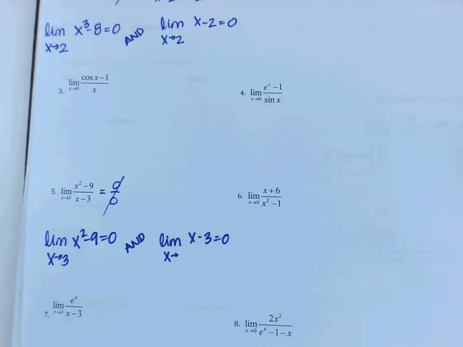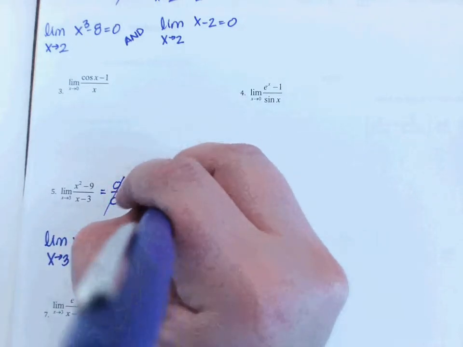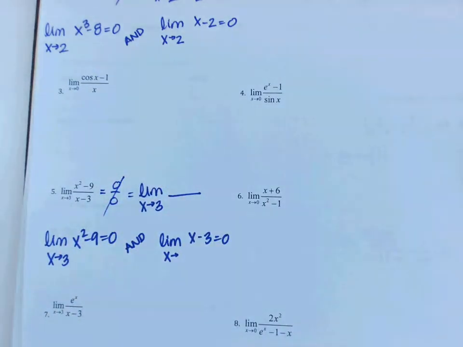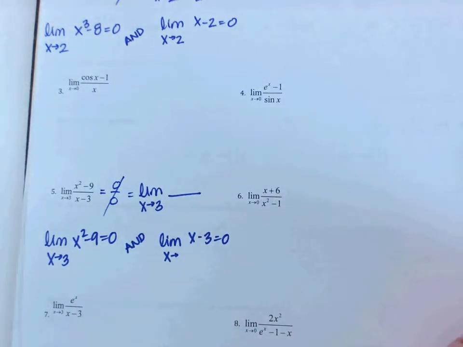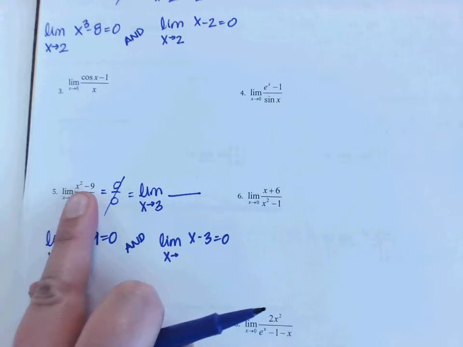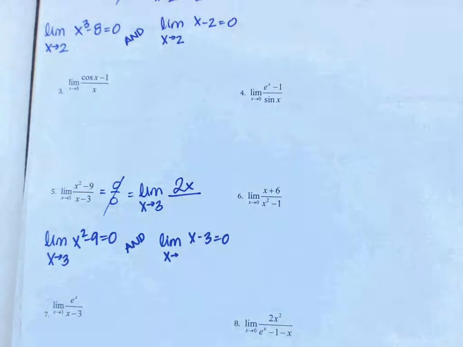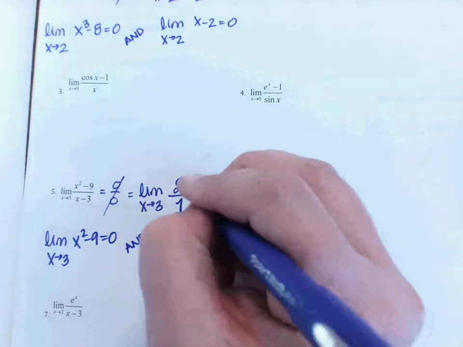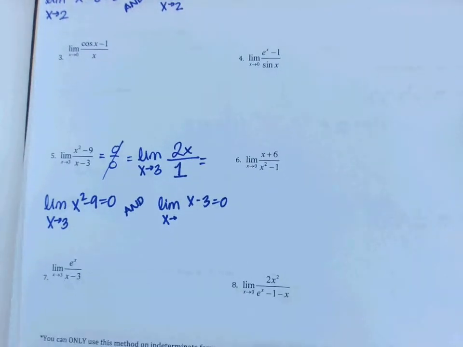So, from there, I'm going to put equals, limit as x approaches 3. What is the derivative of the top, which was x squared? 2x. And then what about the 9? Goes away. It's a constant. On the bottom, I had just a regular x. Derivative of regular x is 1. And then from there, when I plug in x approaching 3, what do I get?